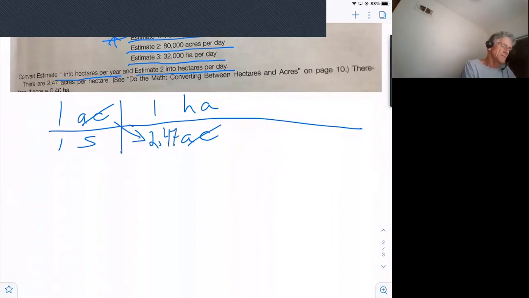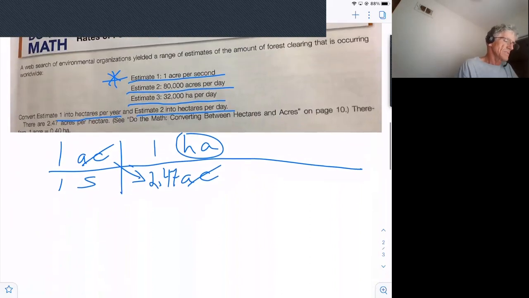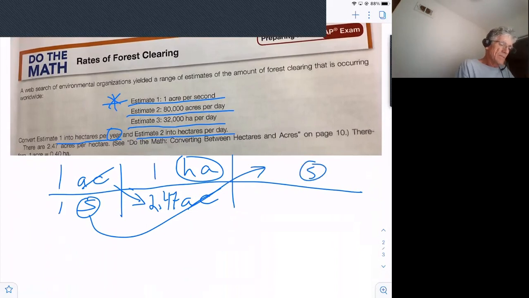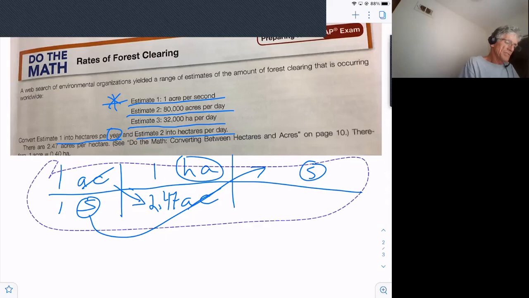Okay, are we done? Hectares per second. Is that what I want? No, I want hectares per year. So I'm going to keep hectares. I'm not going to bring it down again. That would not make sense. I want to bring seconds down to turn it to year, but I can't bring it down. It's already down. So I'm going to bring it up so it can cancel out.